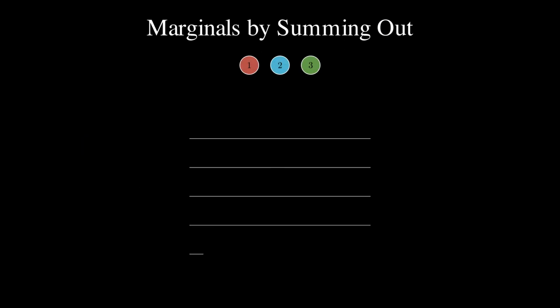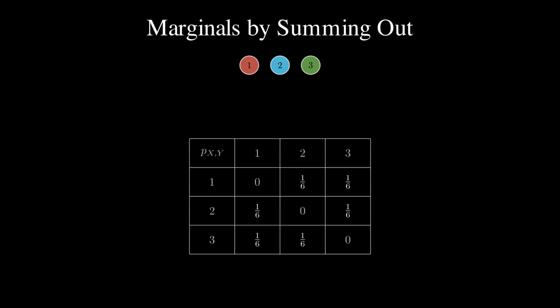Here is a joint PMF worth staring at. An urn holds balls numbered 1, 2, and 3. We draw 2 without replacement. X is the first number, Y the second. The table shows every mass, zeros on the diagonal, because the same ball cannot appear twice, and 1/6 in every other cell.